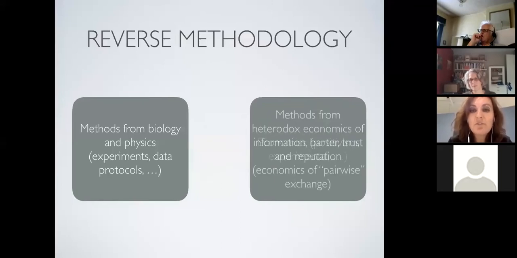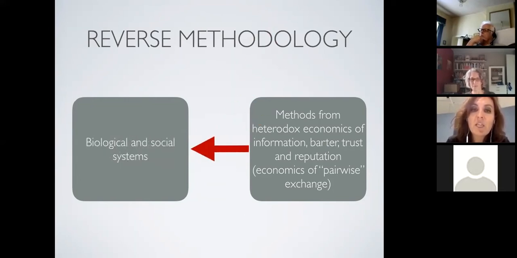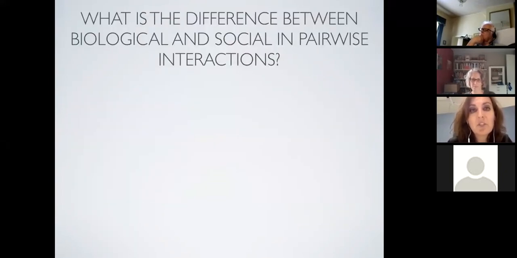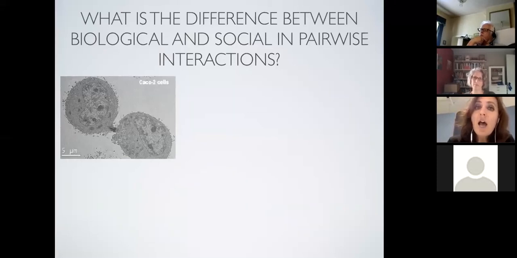So what if we reverse this methodology and we borrowed methods from, let's say, economics of information, or from barter and trust and reputation type of research, or the economics of pairwise exchange, and we look into biological and social systems, and particularly in biological and social networks, can we reveal something new? So the underlying theme here is, okay, what is the difference between biological and social in pairwise interactions?